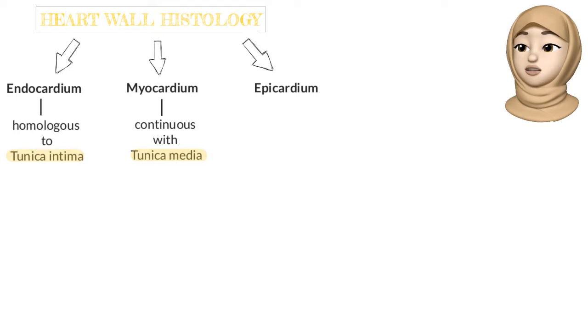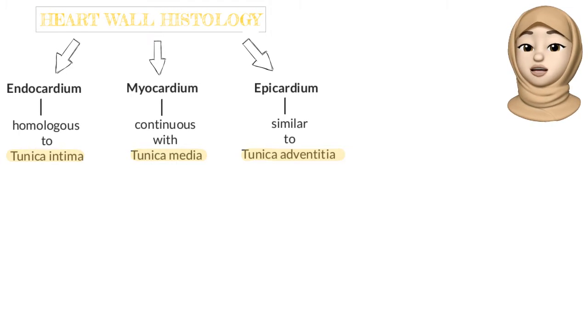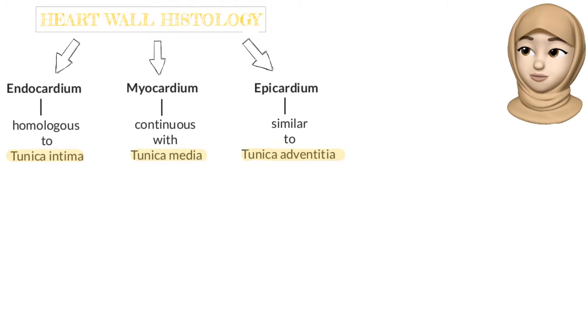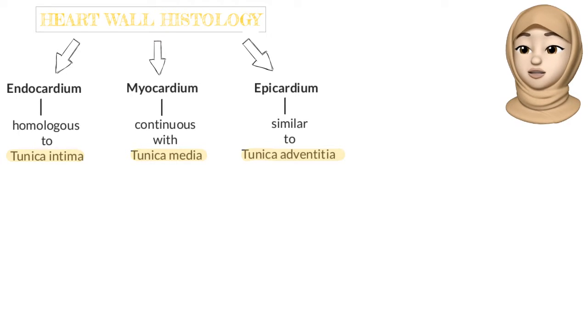The epicardium is formed by the visceral layer of the pericardium, similar to the tunica adventitia of blood vessels. It is a low-friction surface lined by a mesothelium in contact with the parietal pericardial space.